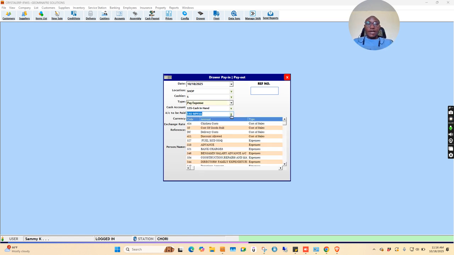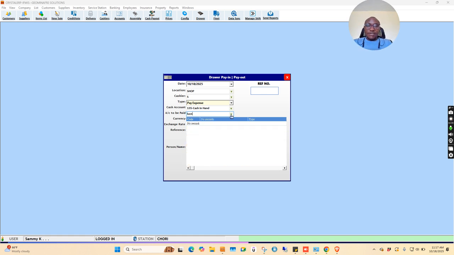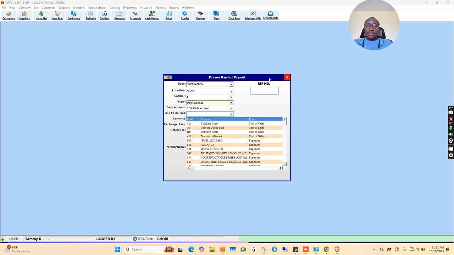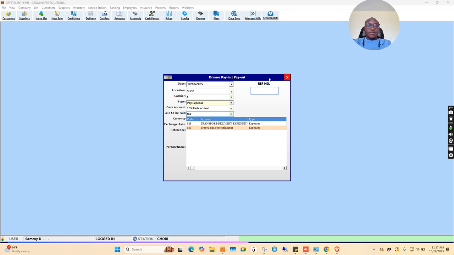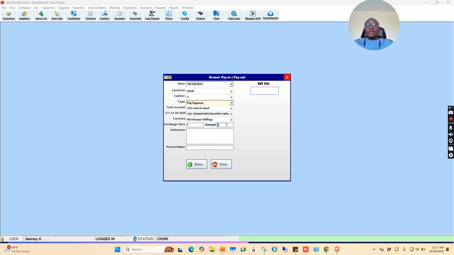And then we go to the account to be paid. Account to be paid is the specific expense account. So the expense account might be lunch, as we said, or let's say transport for delivery expenditures, in which you need to ensure that the type is reading expense, not cost of sale, not cost account, not any other account, but an expense. So you click on this, and then you write in the amount.